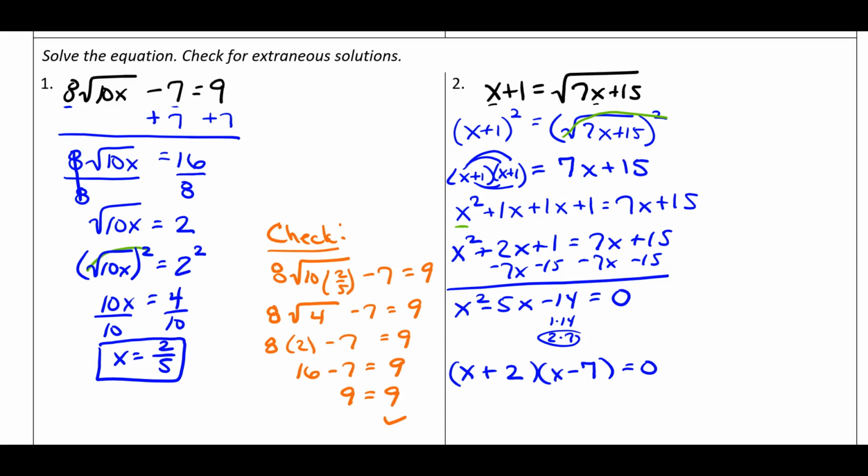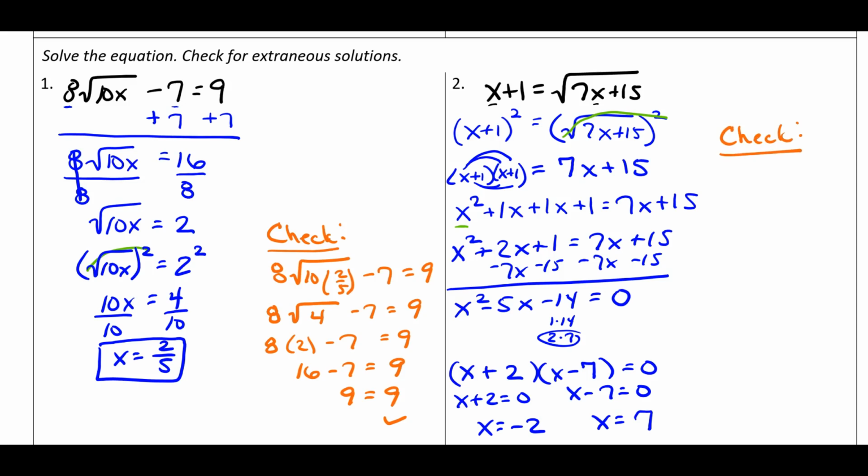And now we can use our zero product property. So if x plus 2 equals 0 and x minus 7 equals 0, that means x is negative 2, or x is 7, or x is both, or x is neither. Because we're not done, we have to check our solutions. So we're going to have to check both of these.